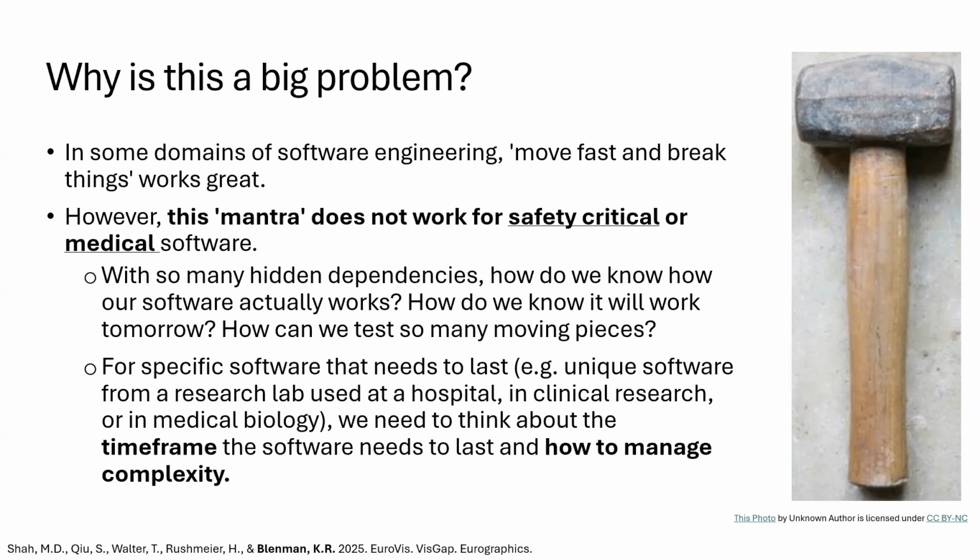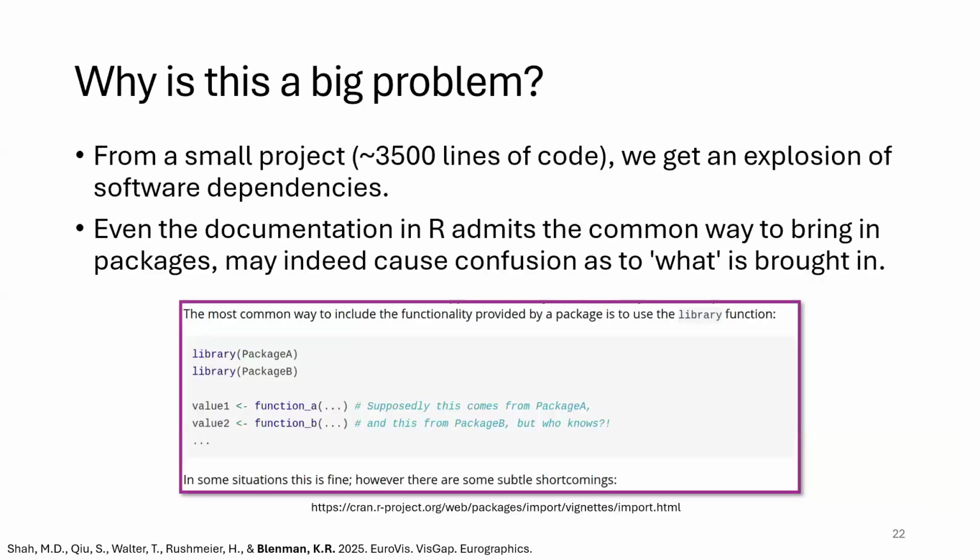So for the specific software that needs to last, those unique software tools from our clinical research labs or our medical biology, we need to think about the time frame the software needs to last, and how to manage the complexity. From a small project, literally just 3,500 lines of code, we get an explosion of software dependencies. Even the documentation in R admits the common way of bringing in packages may indeed cause confusion as to what is brought in.